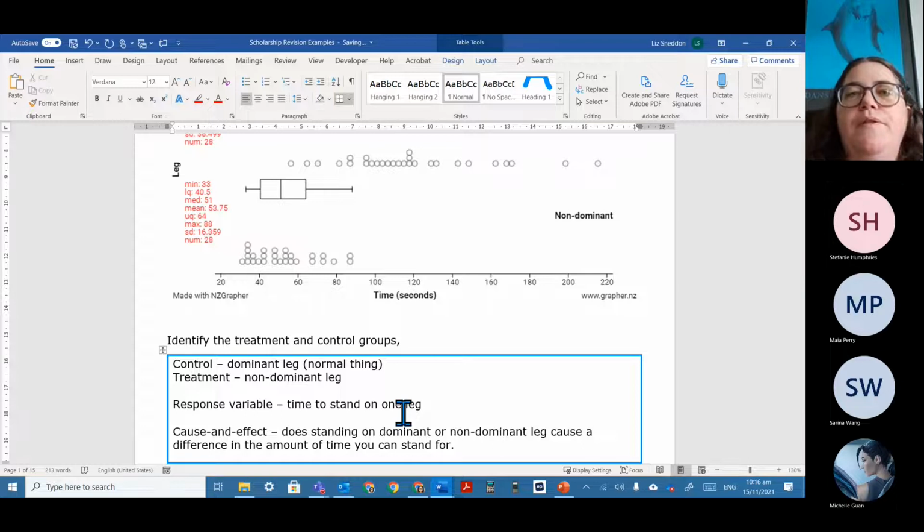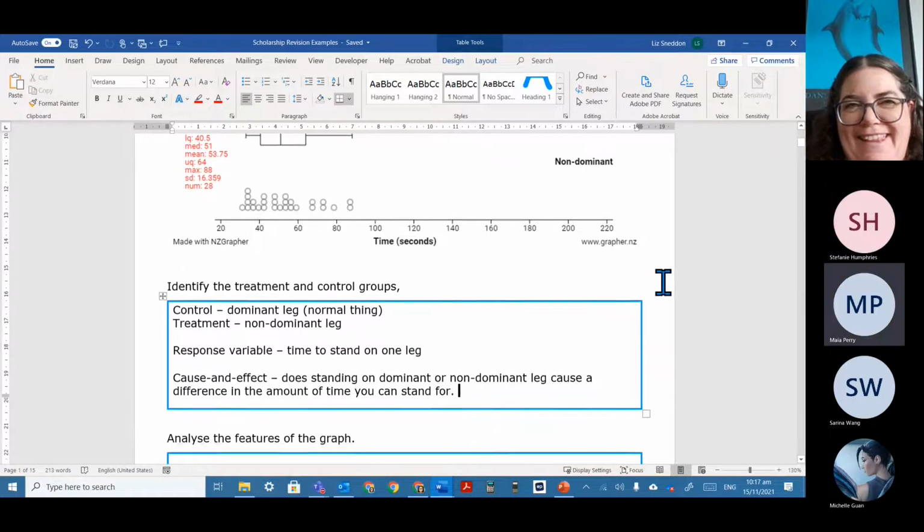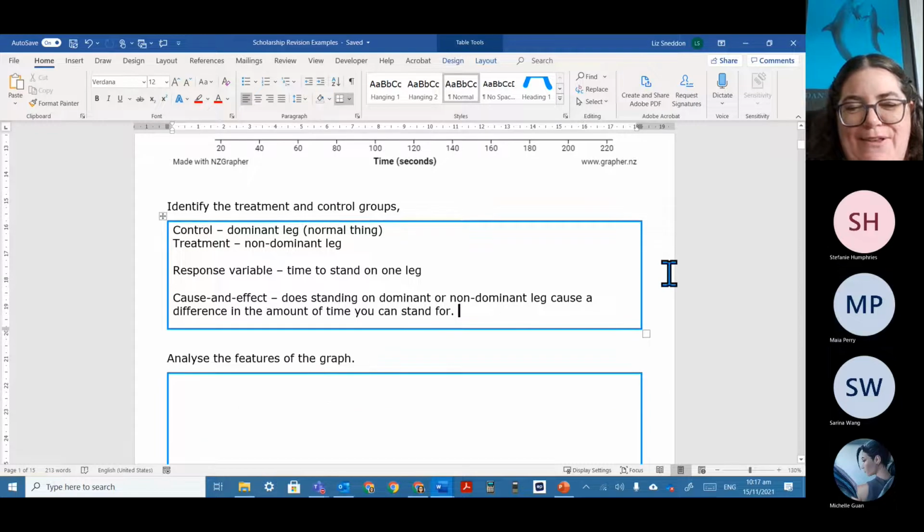And that's when my hypothesis would be that, yes, I think there should be a difference, because I expect that their dominant leg would be stronger. And then I could talk about why that would be stronger, and that would back up my hypothesis. Is that okay? Yes. Yeah. Cool.